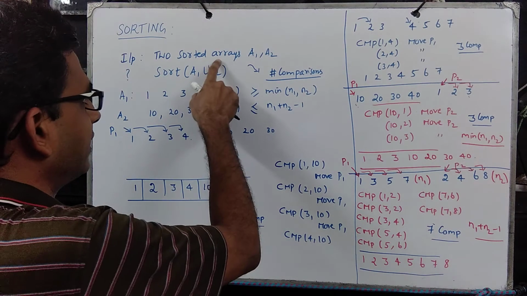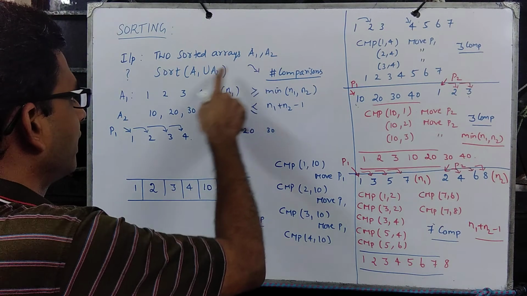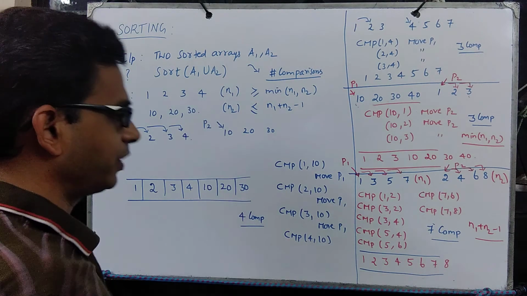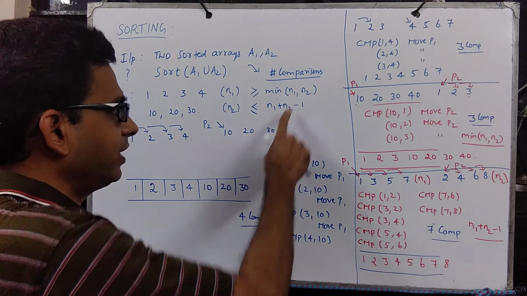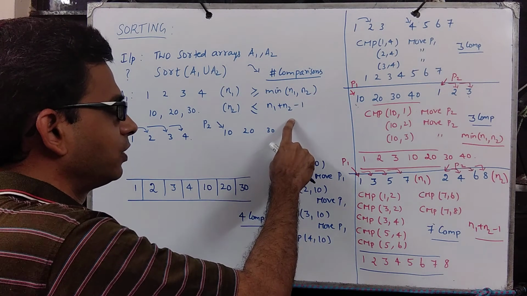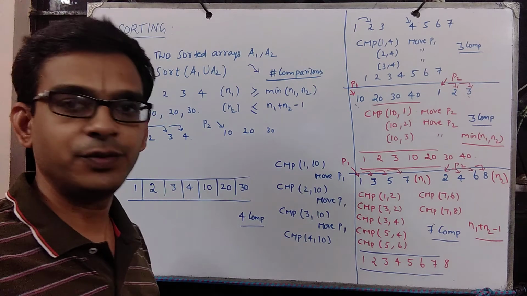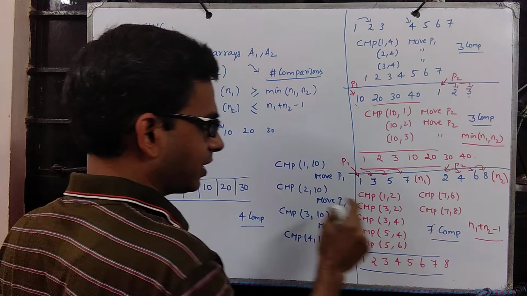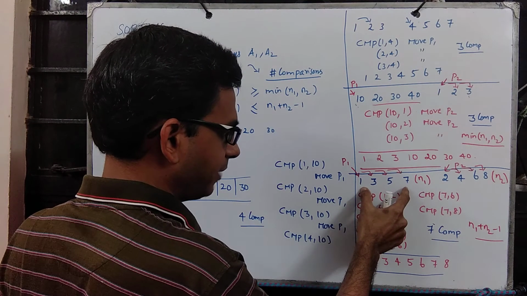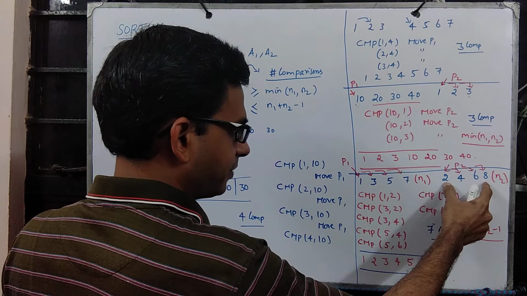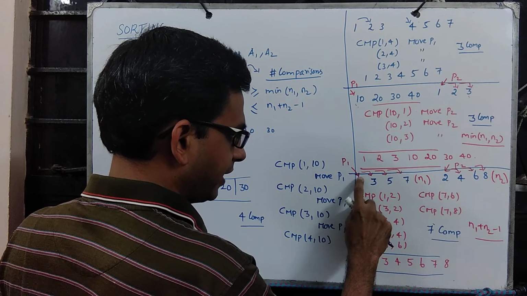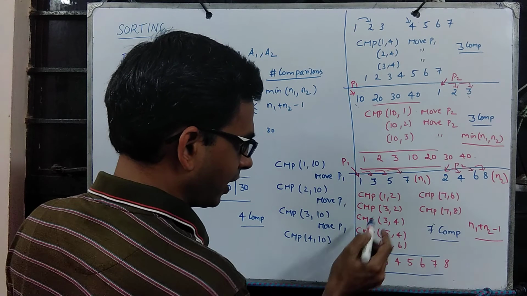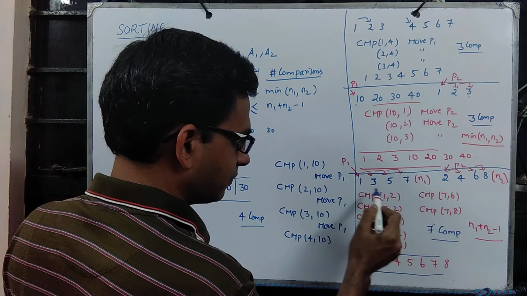So given two sorted arrays A1 and A2, the number of comparisons we need to sort A1 union A2 is between min of N1 comma N2 to N1 plus N2 minus 1. This you can observe, right? You can imagine like there are N1 elements and there are N2 elements here, and we keep moving the pointers. First time it is this, second time it is this, and like that we alternate.